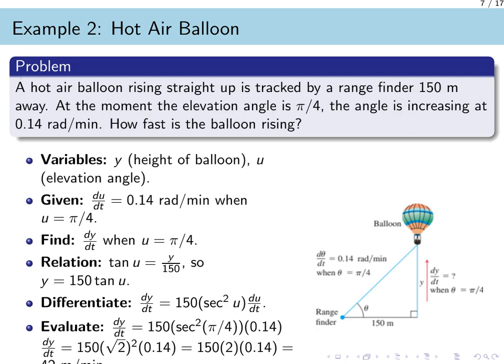Finally, we evaluate this expression by plugging in the given angle of pi over 4 and its rate of change of 0.14 radians per minute. This calculation reveals the balloon is rising at exactly 42 meters per minute. The core idea is to find the static relationship first, then differentiate to link the rates.